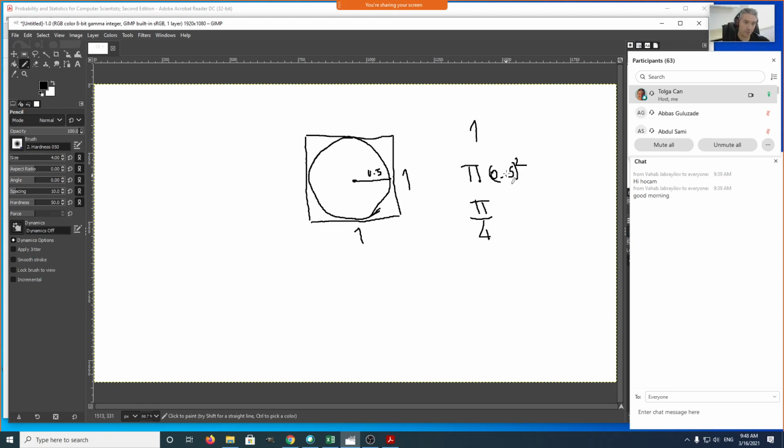This is 1 over 2, 1 over 2 squared, 1 over 4. So the area of the disk is pi over 4. The area of the unit square is 1. Now, let's perform a simulation like this. Let's generate uniform random variables.